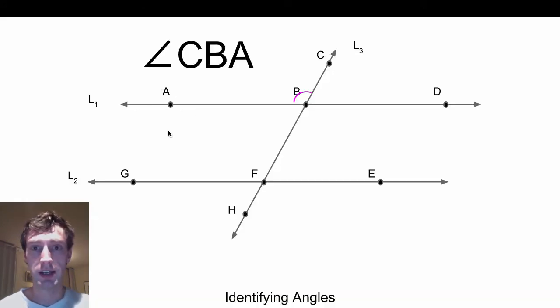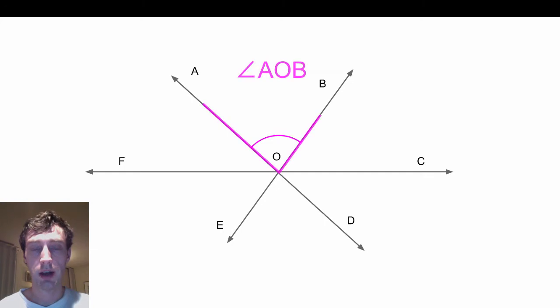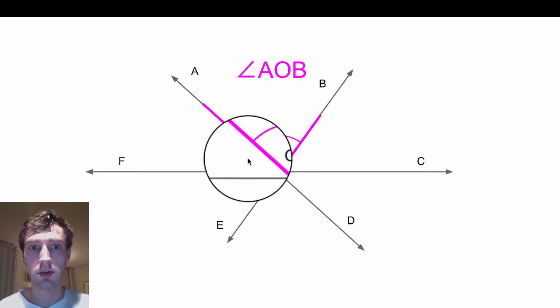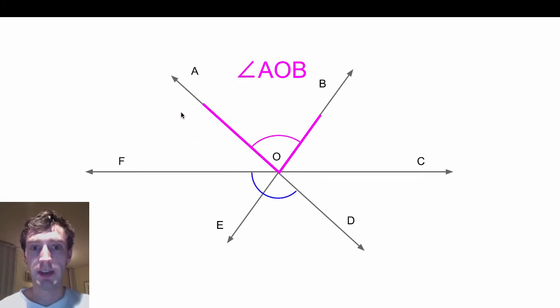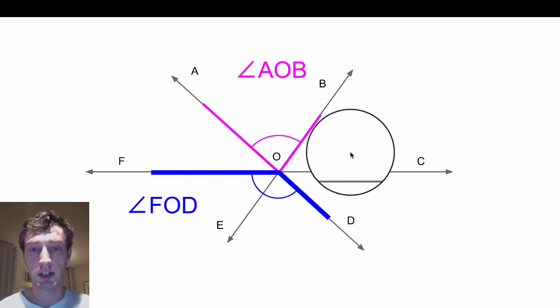So that's this angle here, and it's connecting these two line segments, the line segment from C to B and the line segment from B to A. Now you can also talk about angles when you've got more than one line intersecting. So here I'm looking at angle AOB. I'm going from B to O to A. But this angle here crosses this line, and you can do that. This is angle FOD. I go from F to O and all the way over to D.